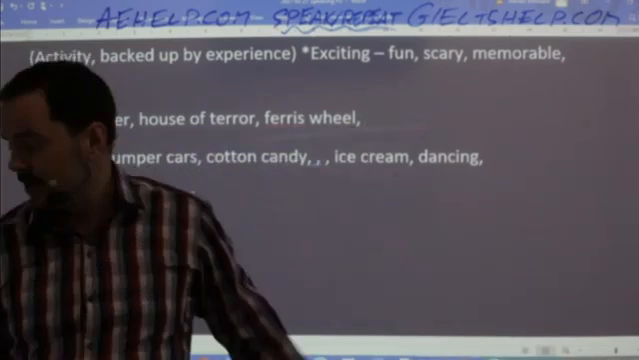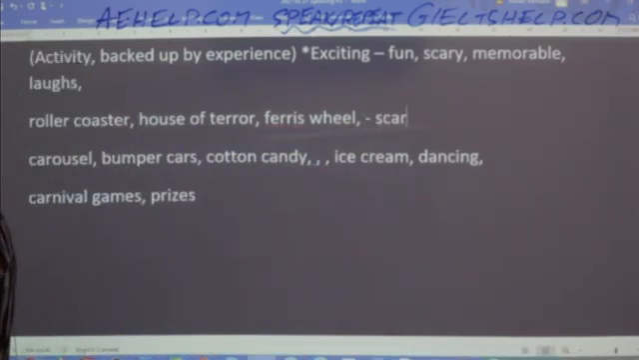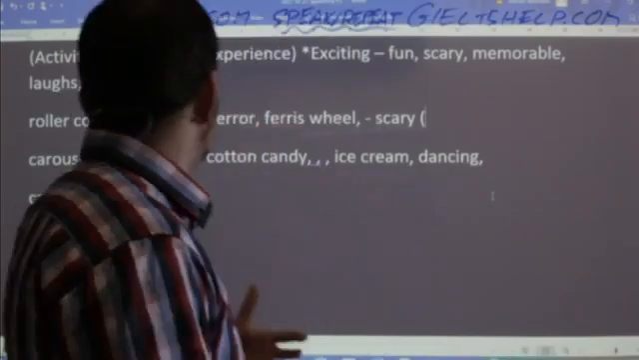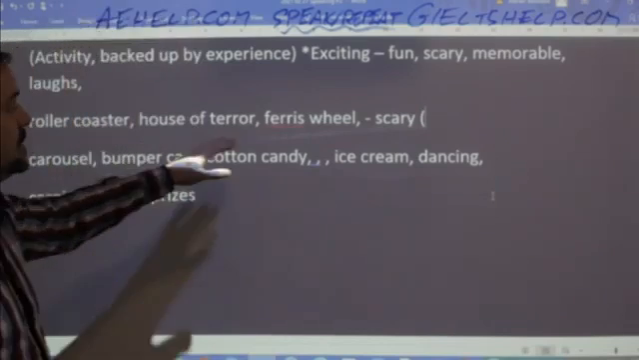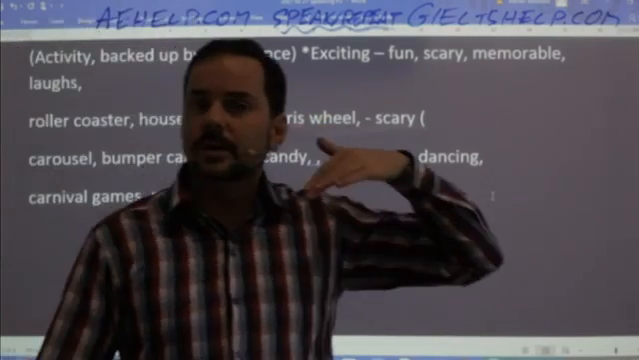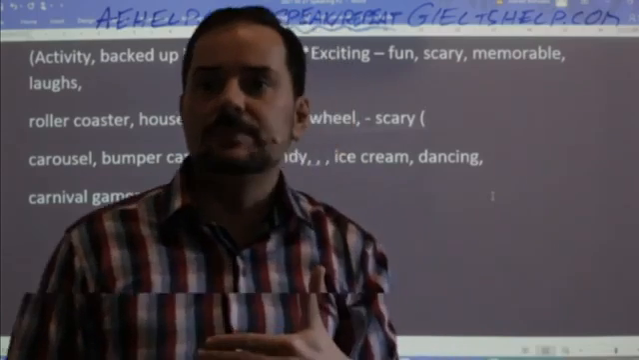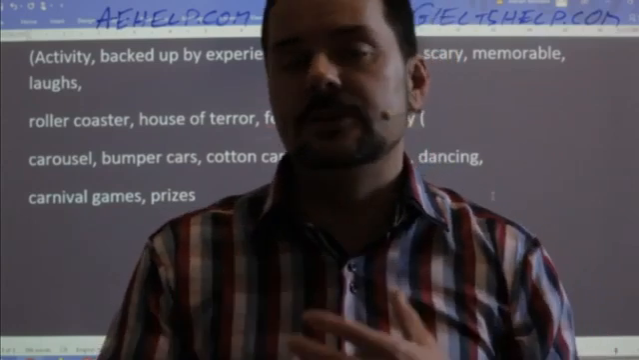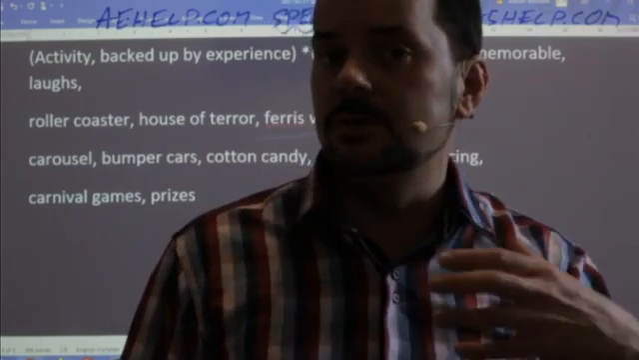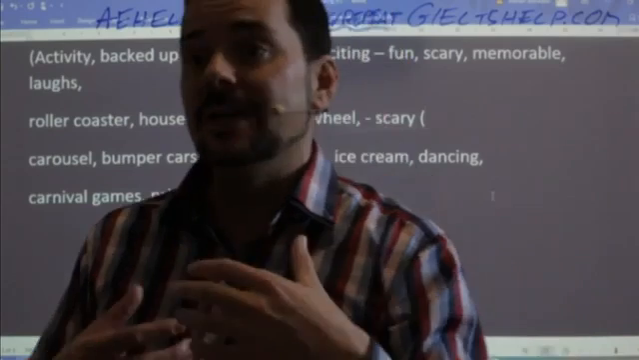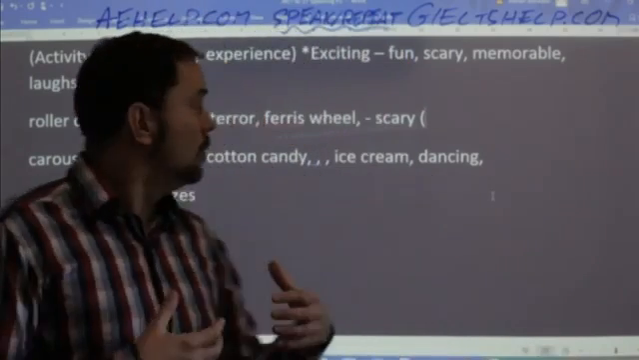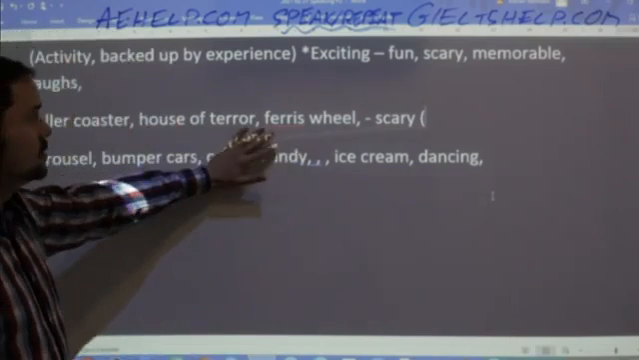And then here, scary, right? And then why? Why is it scary? So why is the roller coaster and why is the Ferris wheel scary? So go into details, okay? One of the reasons a lot of students run out of ideas or they start to repeat themselves is because they don't go into enough detail with each point, okay? So why is a Ferris wheel scary?